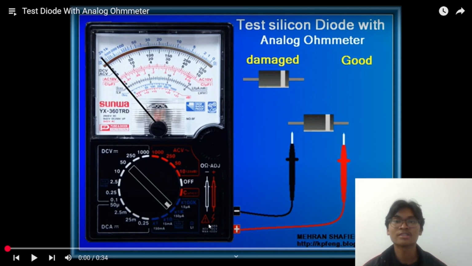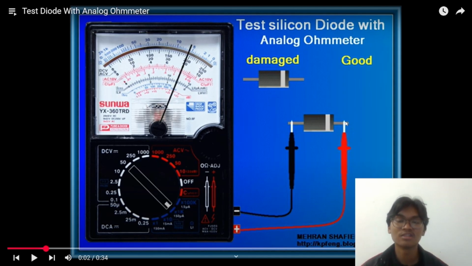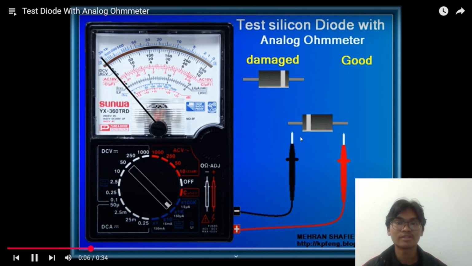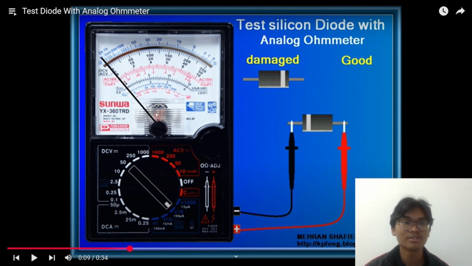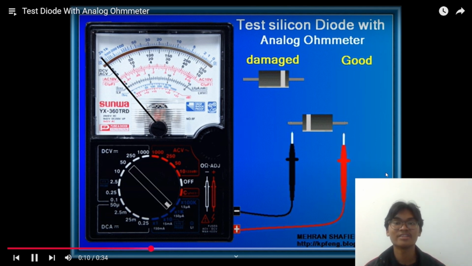In this video, we are going to test a silicon diode using a multimeter to see whether the diode is good or damaged. When the positive multimeter probe touches the leg of the negative cathode and the negative probe touches the positive anode, as you can see, the multimeter will have some reading. Then we touch the positive probe to the positive anode and the negative probe to the negative cathode. The multimeter will not have a reading. That indicates that the diode is in good condition.